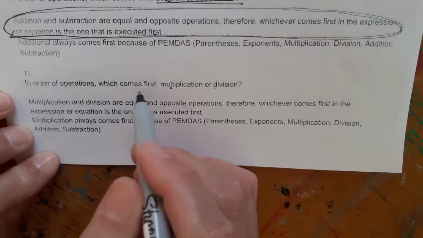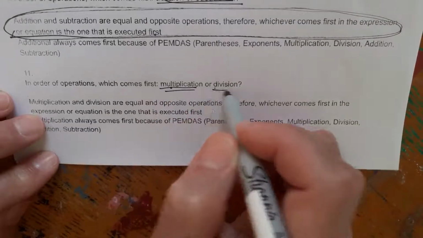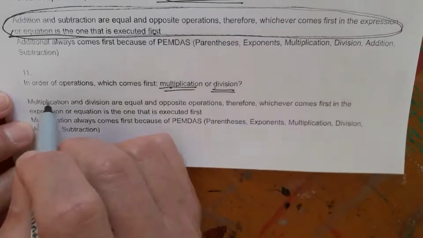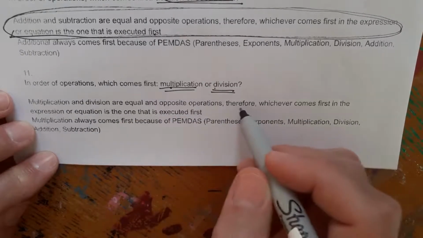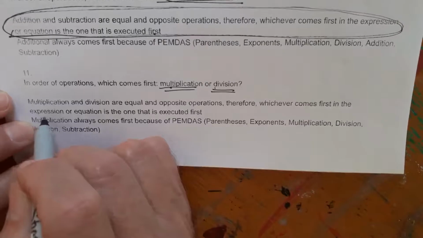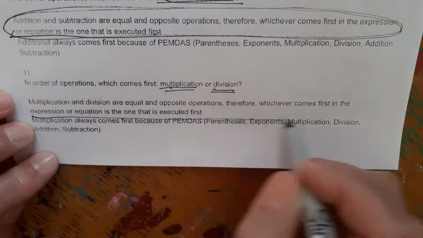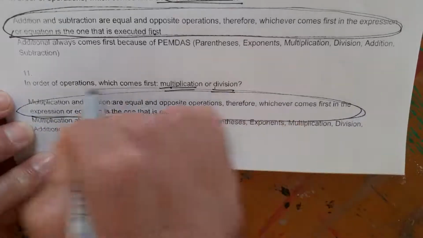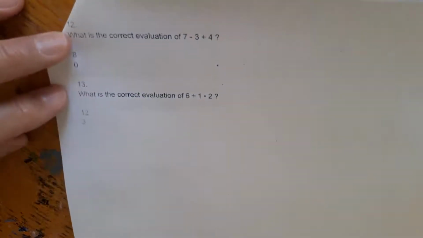In order of operations, which comes first, multiplication or division? Trick question. They're equal and opposite, multiplication and division. So multiplication and division are equal and opposite operations. Therefore, whichever comes first in the expression or equation is the one that is executed first. Whatever comes first, left to right, you guys, when it comes to equal and opposite operations. All right.